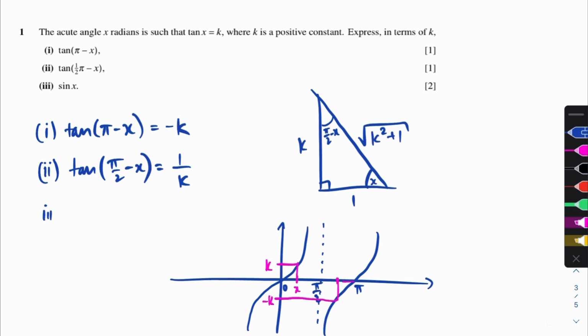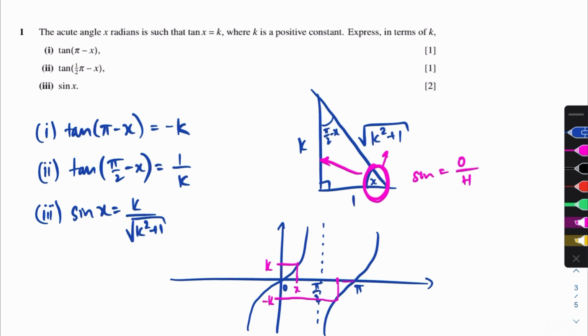For the last part, sine x. So we're just finding the sine of this angle now. Sine is always opposite over hypotenuse. So the opposite is k, and the hypotenuse is this. So we would just write sine x equals k over the square root of k squared plus 1. There we go.